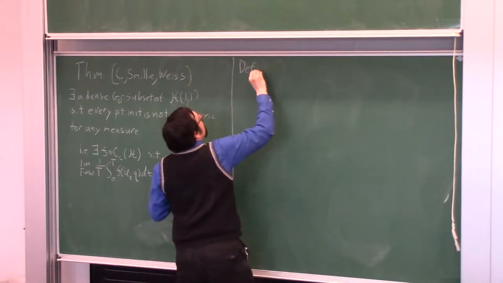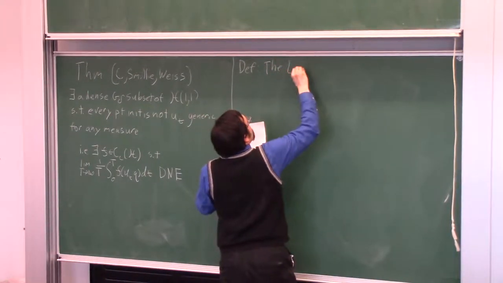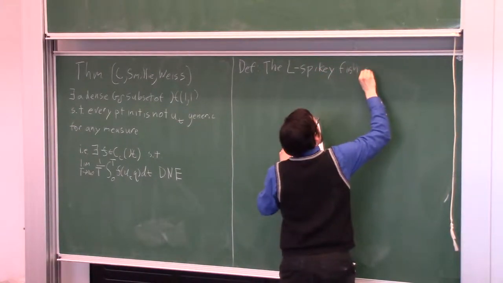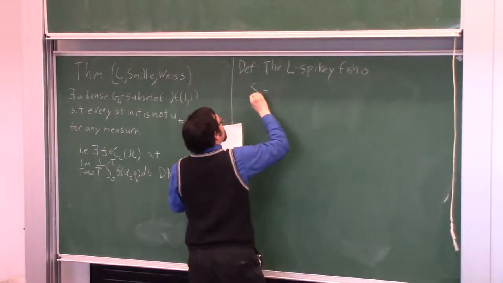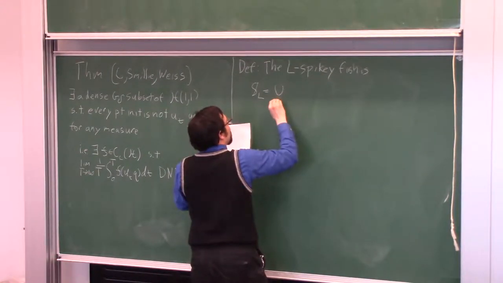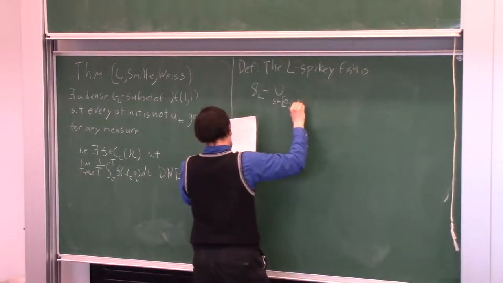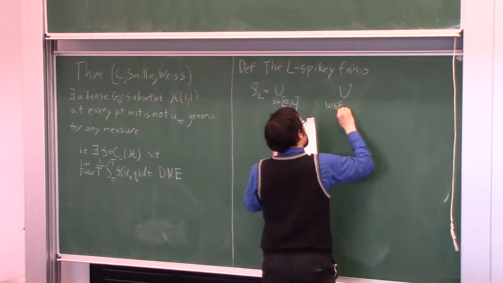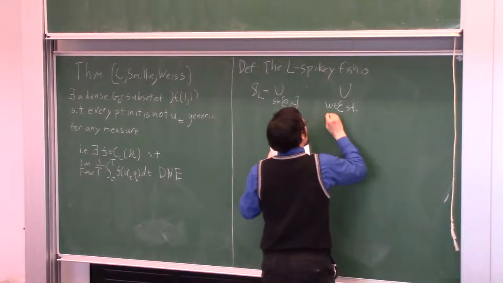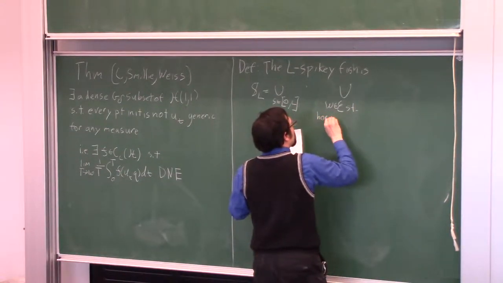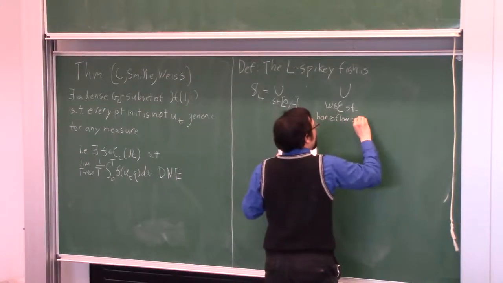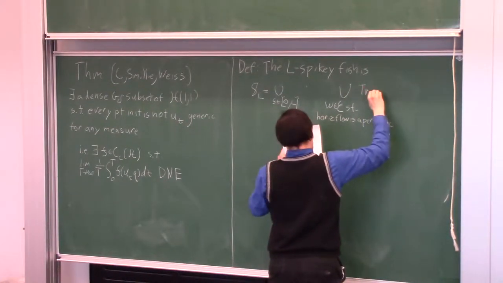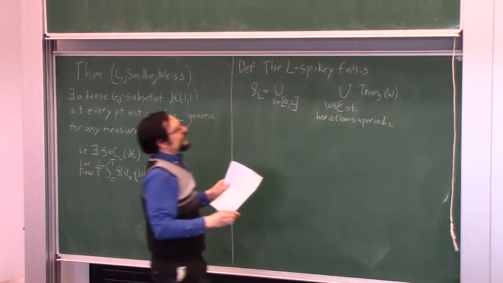Definition: the L spiky fish is S_L, equal to the union of S in (0, L) of the union of omega in E4 and E, so that the horizontal foliation is aperiodic, the horizontal flow is aperiodic, of the tremor S of omega.